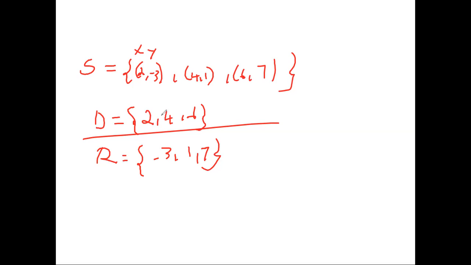But is the range supposed to be in order from smallest to largest? Yes, you should. And it is -3, 1, and 7. So that would be the solution? That's it. If it says domain and range, that's it. D for domain and R for range.